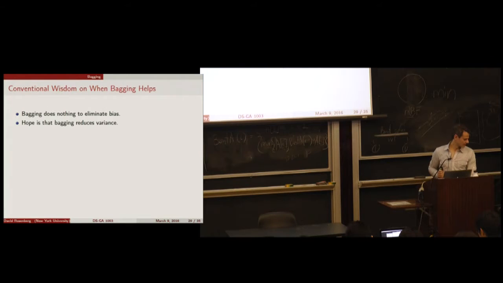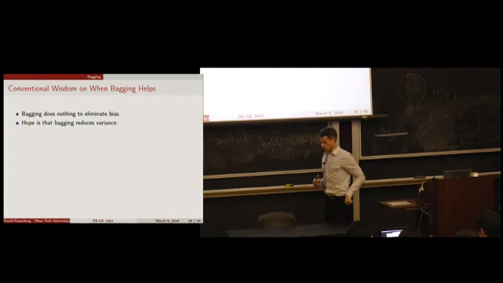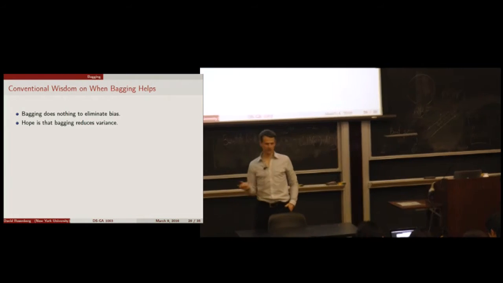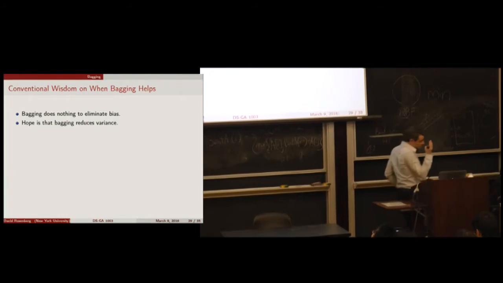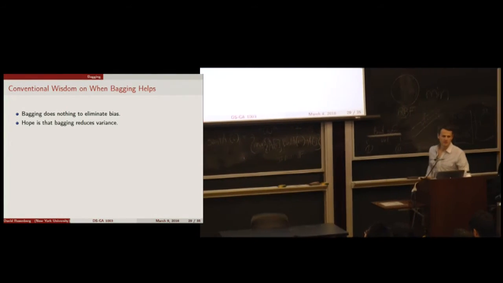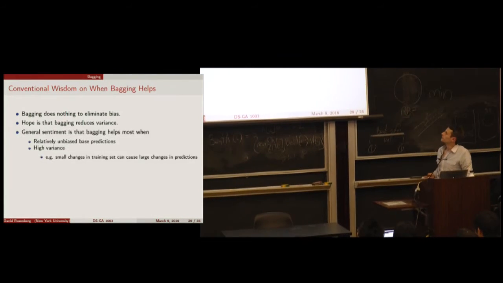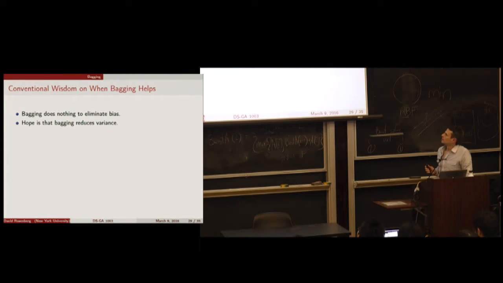All right. So conventional wisdom about when bagging helps. I've gone to conventional wisdom here because I cannot find any hard theorems on this subject. So if anyone comes across some theory, I'd love to hear about it. But the general sentiment is that bagging does nothing to eliminate bias. That's fine. The whole point of bagging is to reduce the variance.